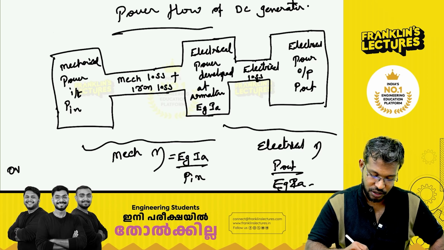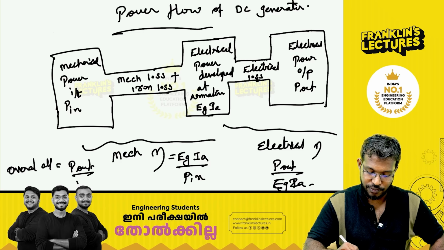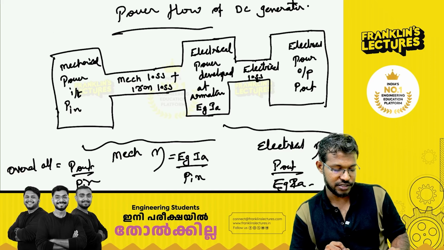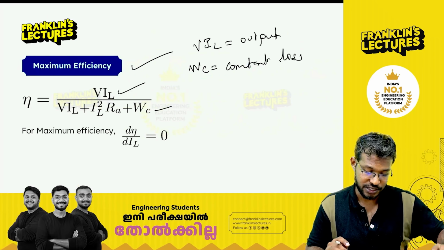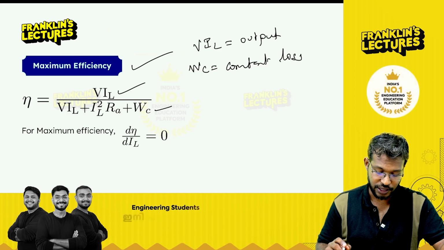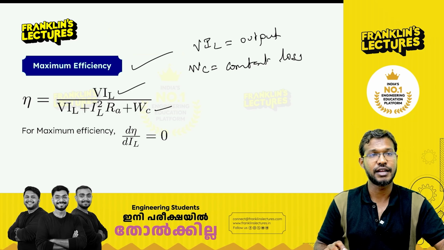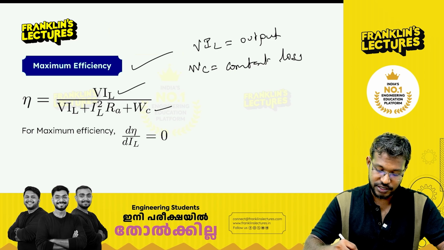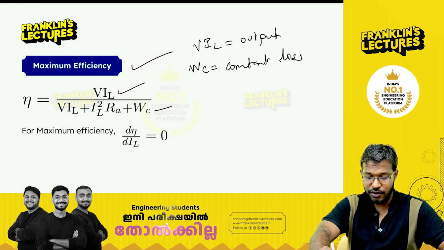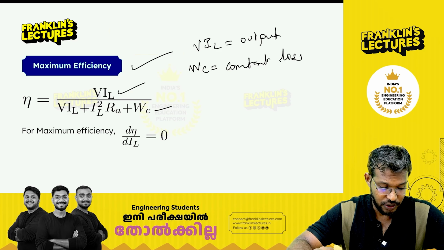Overall efficiency is equal to P out divided by P in. So here V into I is the output power, the power delivered. Input power is the output power plus losses. Along with the output power, we have to consider the losses.